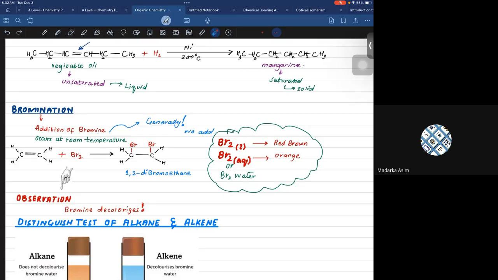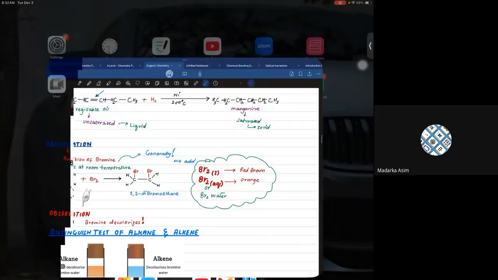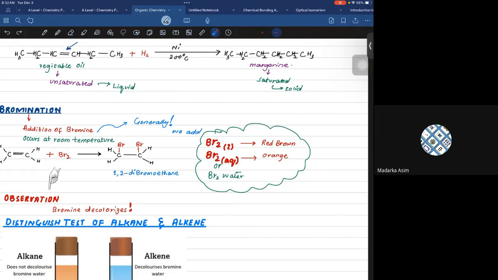If the bromine is decolorized, it means alkene is confirmed, because bromine is not going to react with an alkane. याद रखिएगा, single covalent bond के साथ bromine reaction नहीं करता है. ब्रोमीन सिर्फ उनके साथ रिएक्शन करता है जो डबल बॉन्डेड होते हैं. तो ये तो बड़ा अच्छा टेस्ट हुआ. क्या कहते हो? This is the chemical test.